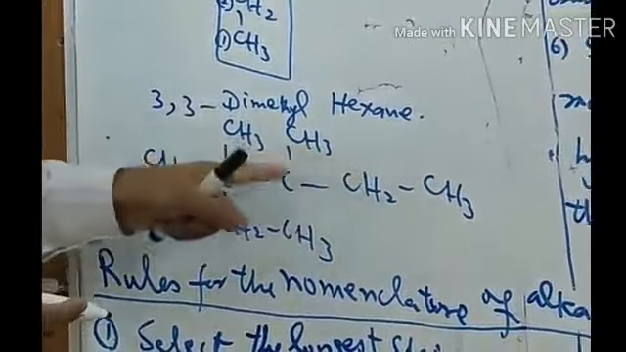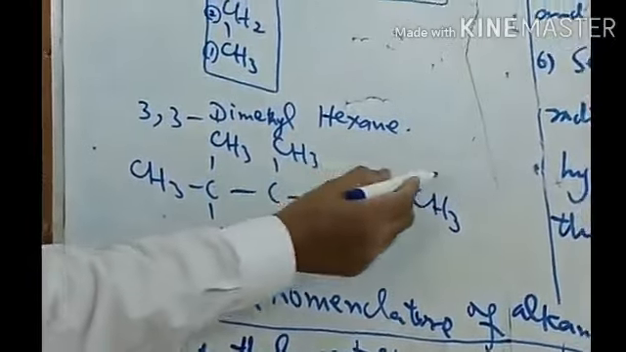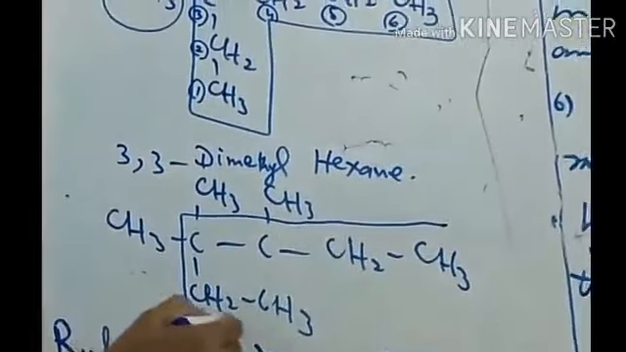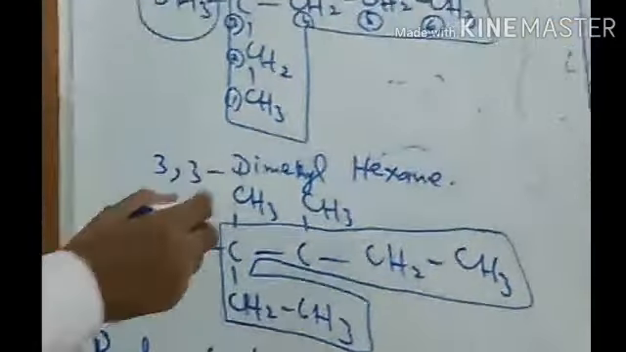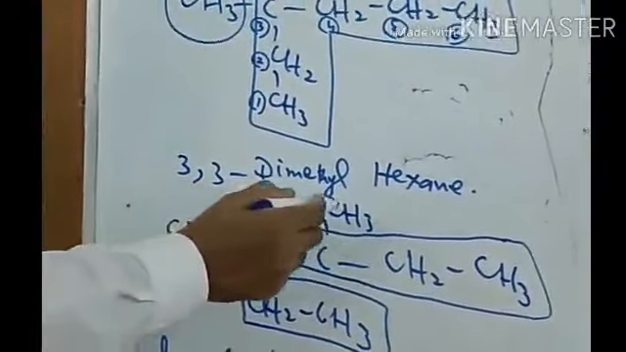Again count the number. 1, 2, 3, 4, 5. 1, 2, 3, 4, 5, 6. So the 6 is the longest chain. You should highlight this one. That is 6. Now in this case, we have the 3. That is the methyl group.